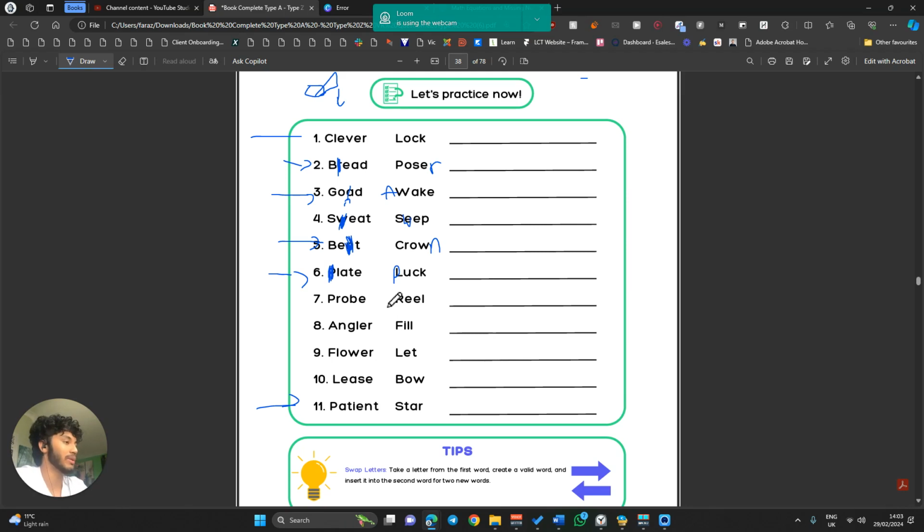There we go. So some of these will be pretty easy, but like these ones, some of them can be easy and you just might miss them. So probe and reel. Okay. This one's a bit more difficult. I don't see anything immediately on this first section.